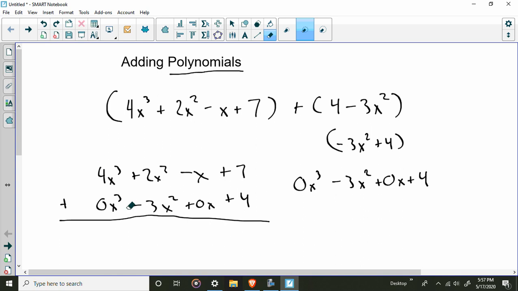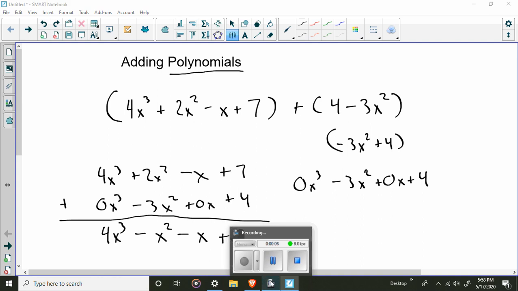So 4x cubed and 0x cubed is going to be 4x cubed. 2 minus 3 will be -1. Again, we don't write the 1 there. -x plus 0 is just -x, right? Whenever I add 0 to something. And 7 and 4 is going to be 11. Okay, so 3, 2, 1, 0, still in standard form. Okay, how are we doing on time here?